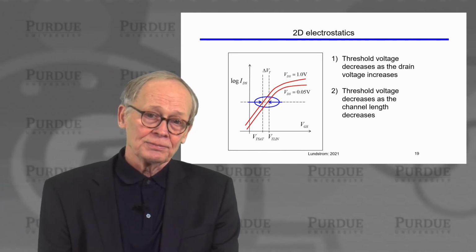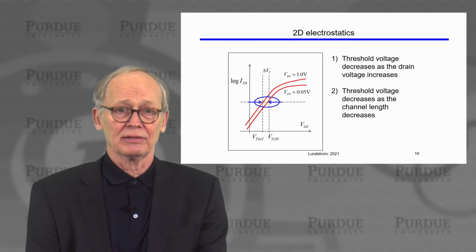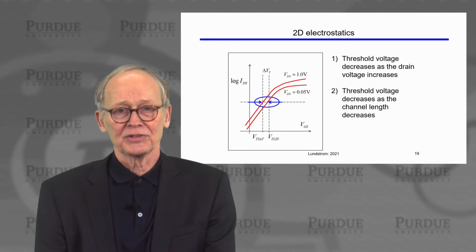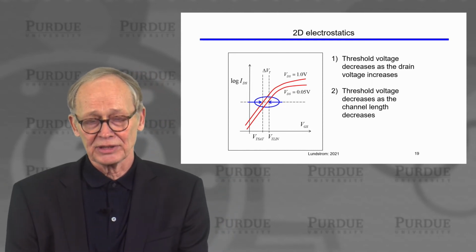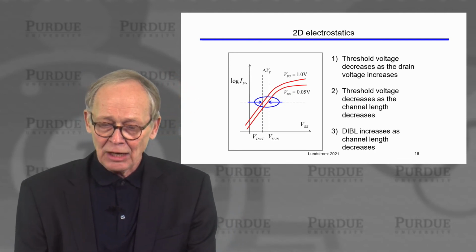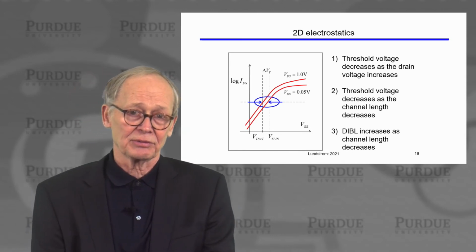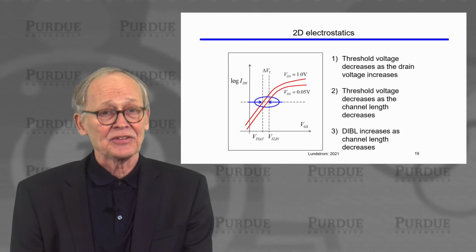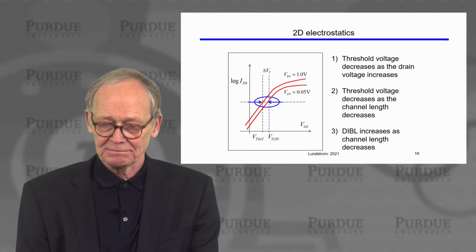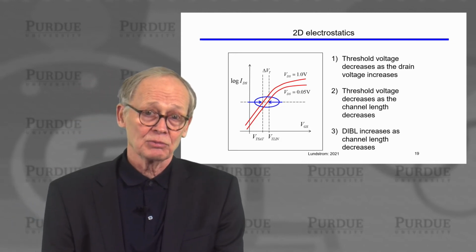Right? Now also, the threshold voltage will decrease at a given drain voltage if we shrink the channel length. That's also not a desirable feature to have. We don't want different channel length transistors to have different threshold voltages. It complicates life for circuit designers. Now, DIBL and these differences in threshold voltages are really the same thing. As the channel length shrinks, at a fixed drain voltage, the DIBL will also increase.